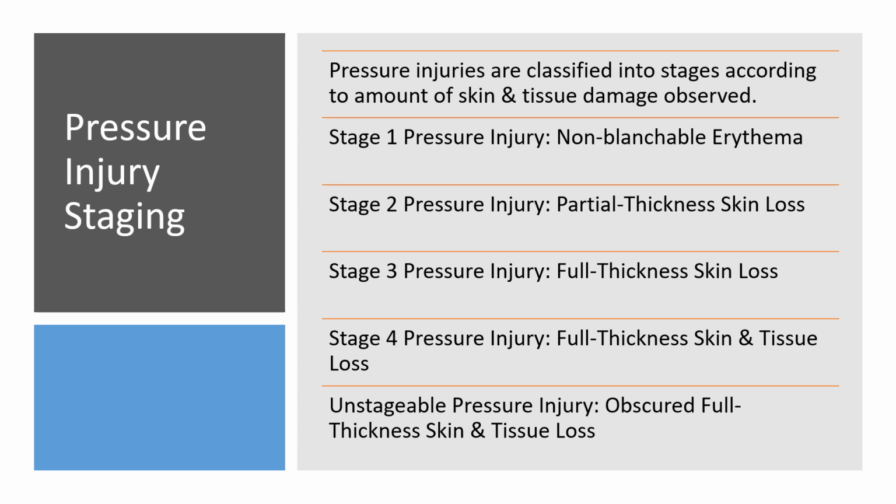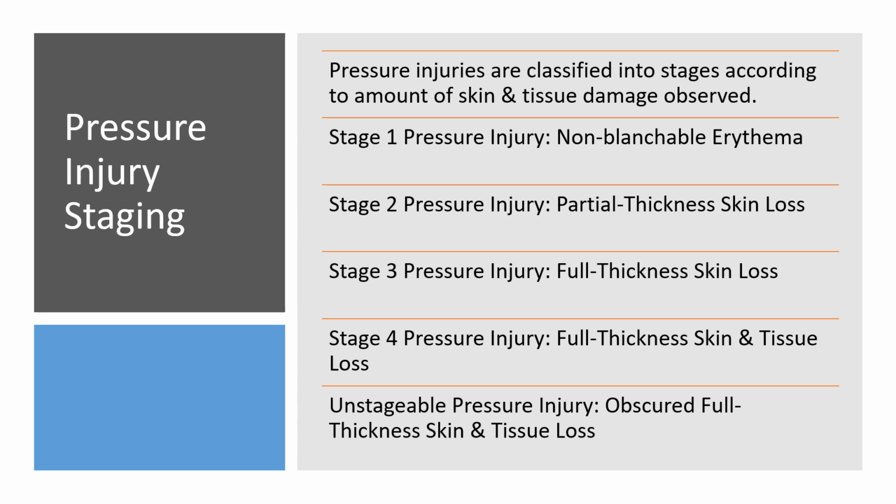A stage 1 pressure injury: the skin is intact with localized area of non-blanchable erythema. These injuries may be difficult to detect in darker pigmented skin. A stage 2 pressure injury is a partial thickness skin loss with pink or red viable tissue in the wound bed. The tissue is moist and deeper tissues are not visible. A stage 2 pressure injury may present as a ruptured serum-filled blister.